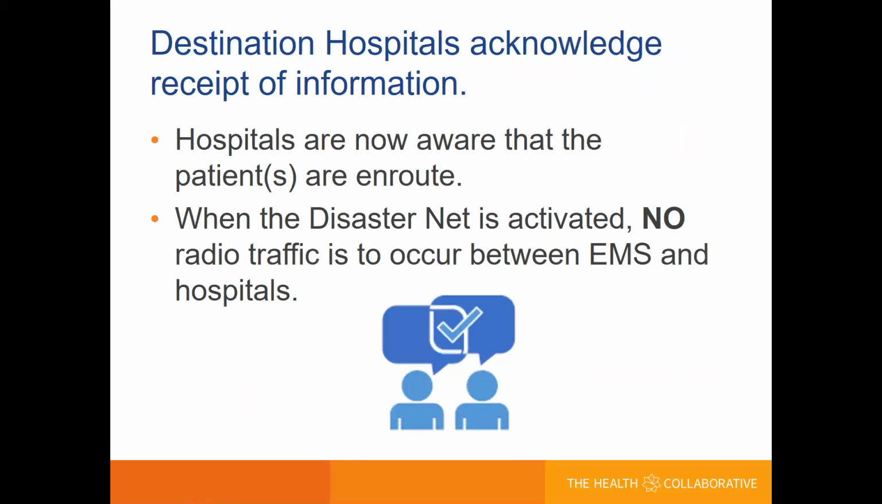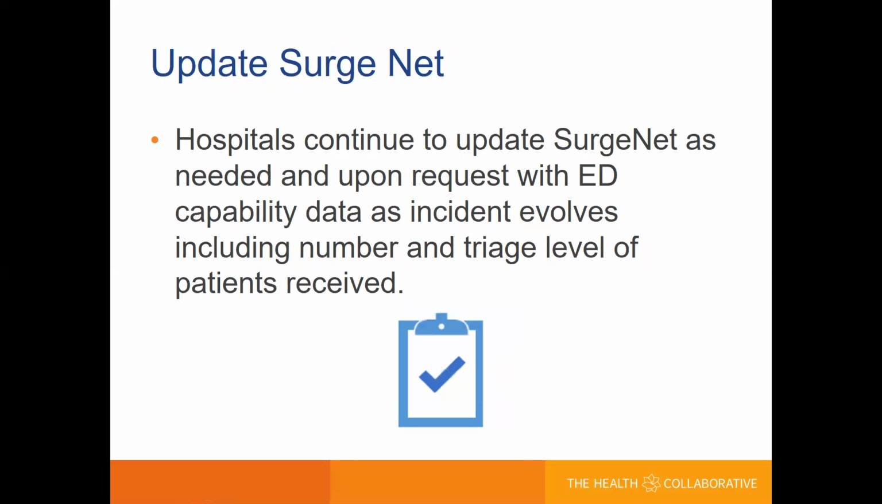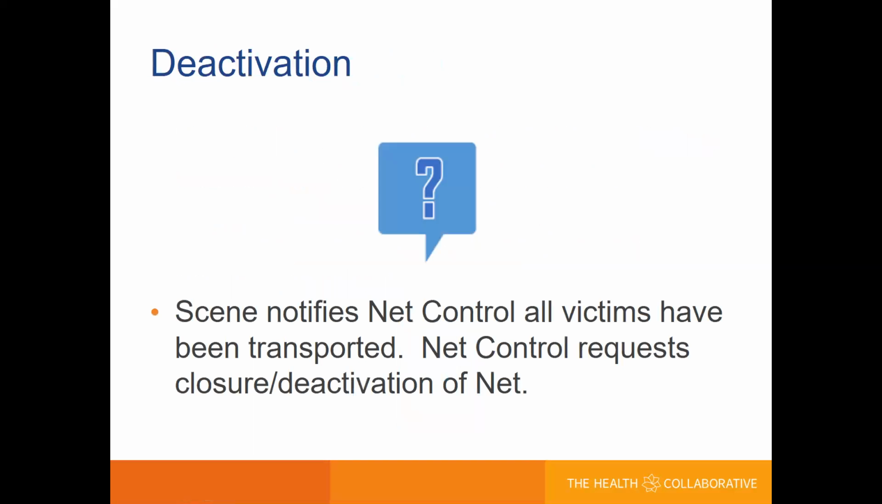By using Disaster Net to coordinate incident operations and transportation, EMS will not need to contact any emergency departments directly. The destination hospital will acknowledge the receipt of the victims over the radio. When Disaster Net is activated, there is to be no radio traffic between EMS and an individual hospital. All patients are transported. Hospitals will continue to update the SurgeNet, indicating the number of patients received and how many patients they can still accept.